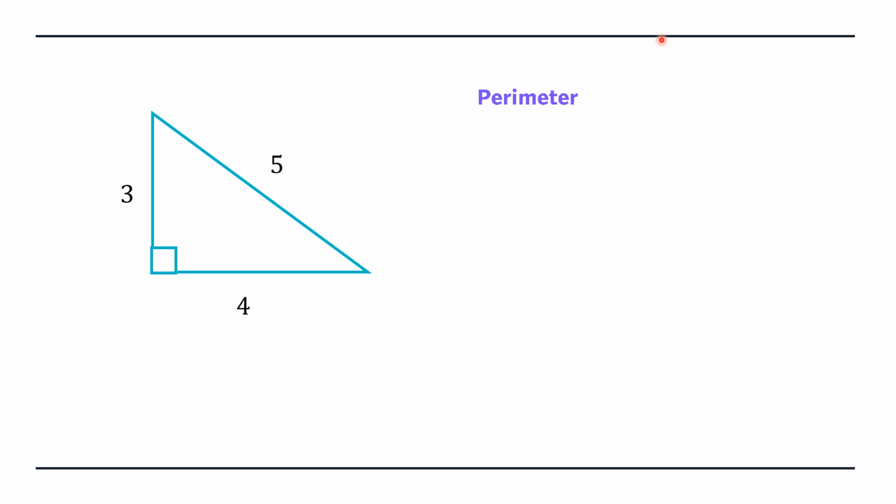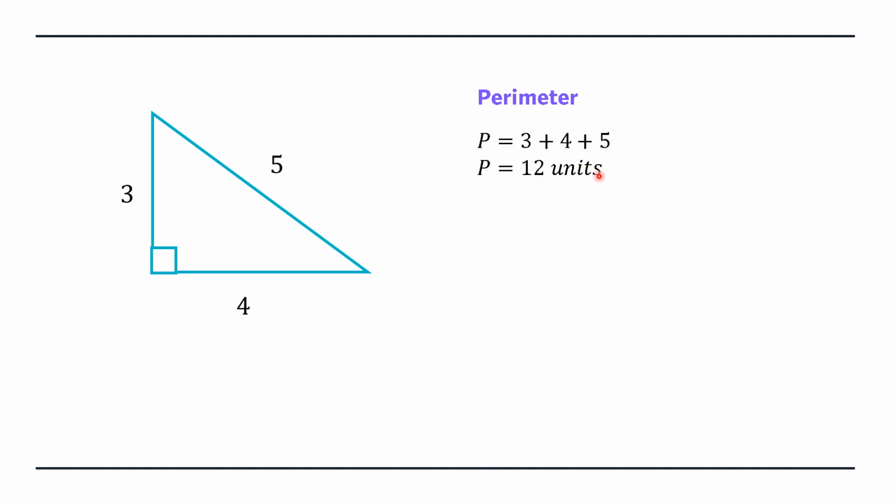Let's have an example. I have here a triangle, which is a right triangle. As you can see, you have one leg that is 3, another leg is 4, and this is the hypotenuse, which is 5. When you talk about perimeter, you add all the sides. So 3 plus 4 plus 5 would be 12 units.